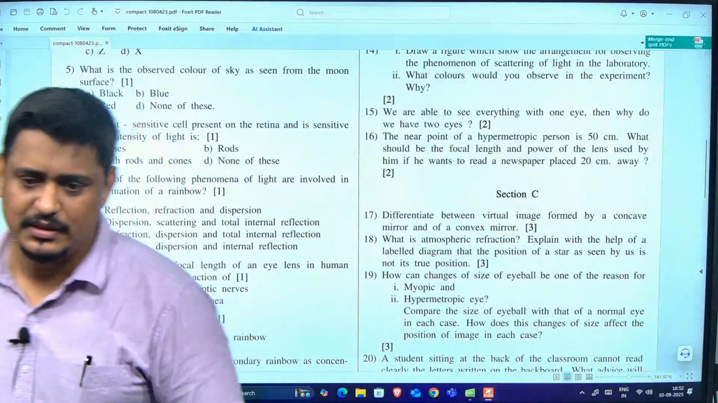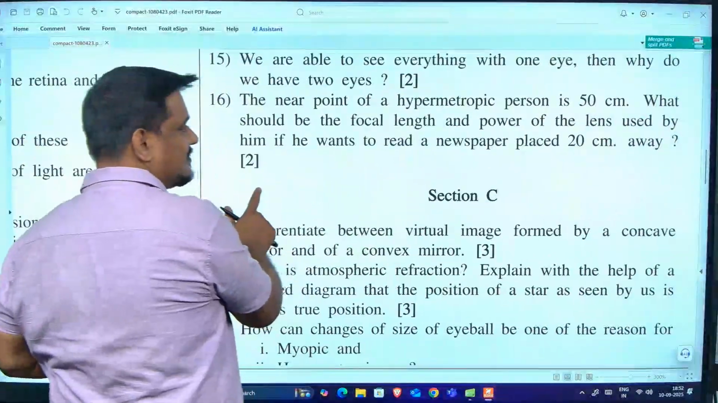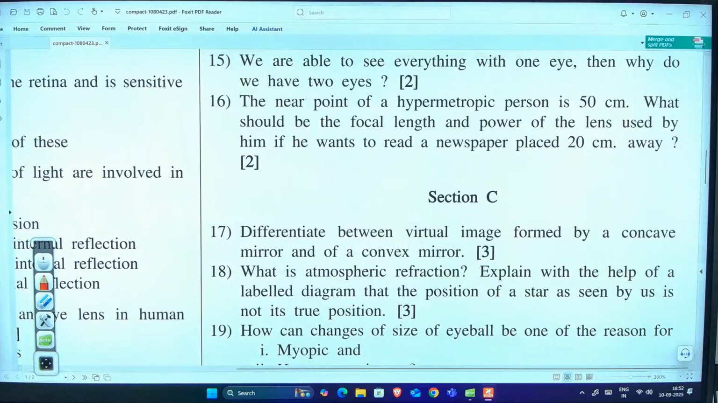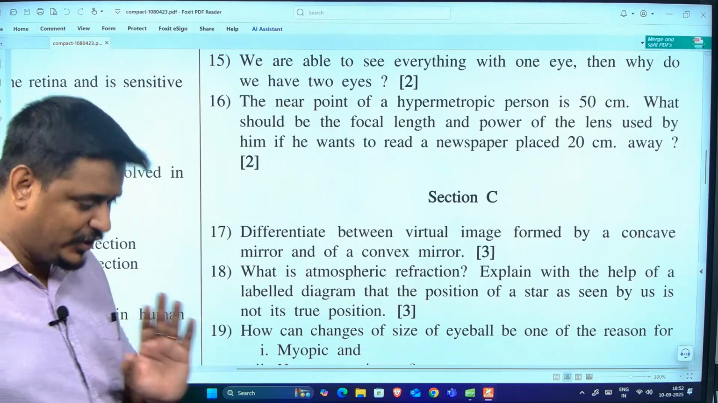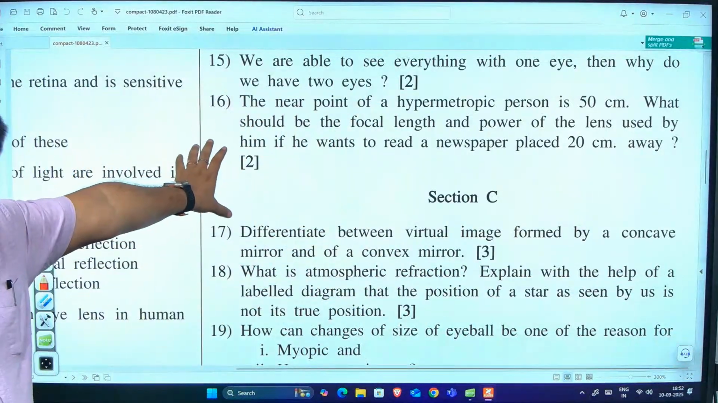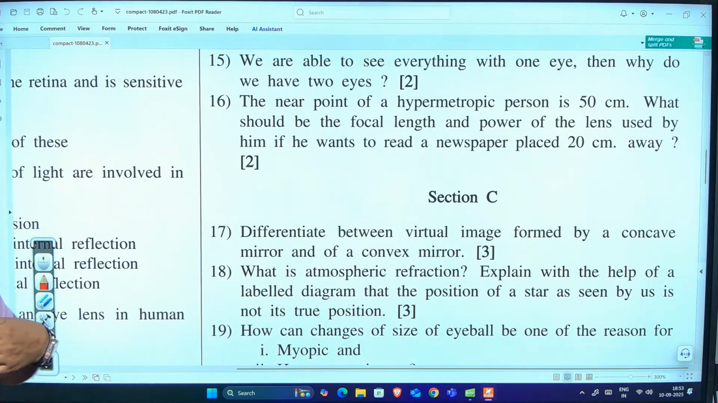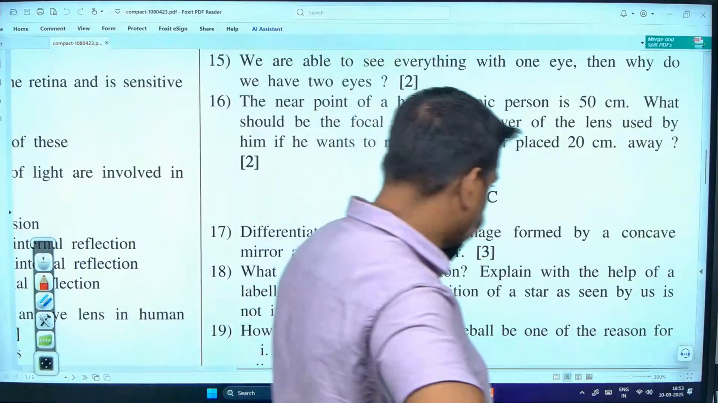Try it. Sir, I want to know the basic understanding. Why do we need to take the object distance as the newspaper distance, and why do we need to take the focal length as the near point? Why do we need to take v as given? I'll talk about it. First, you solve this question. Give a try, all of you. When I explain this question, you'll be able to understand why we are taking that near point and far point. First, you try this question.